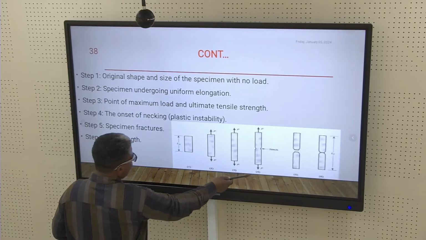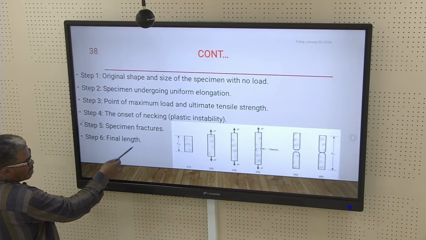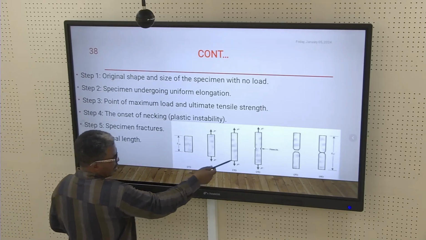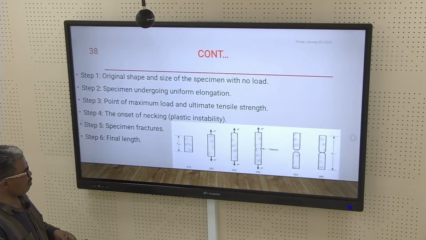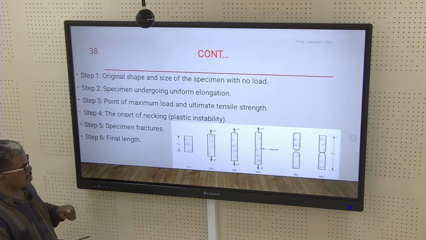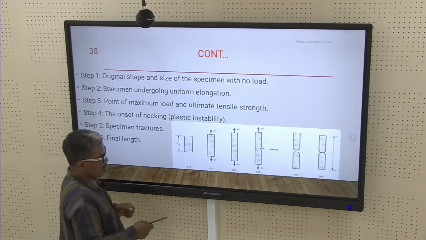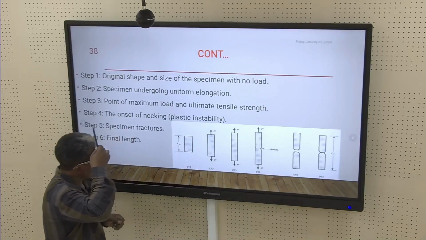Step 4, the onset of the necking, plastic instability. Here you can see the necking is taking place in stage 4. Step 5, specimen fractures. It fractures here. It happens that there are 2 pieces now.